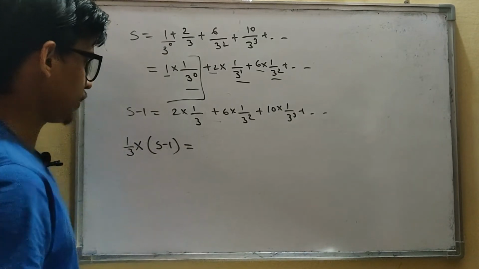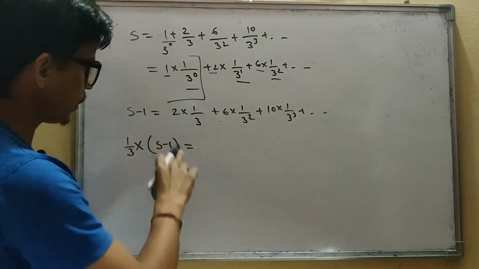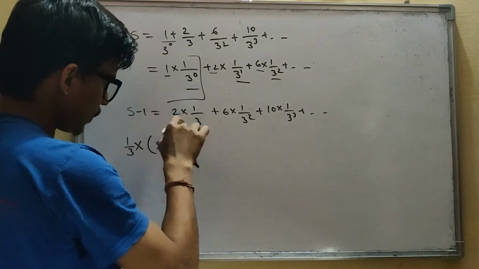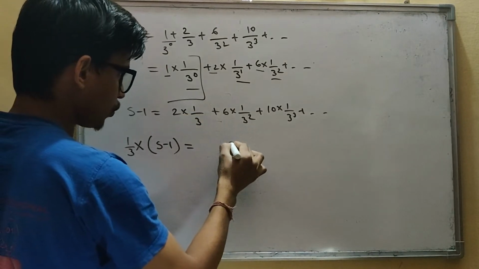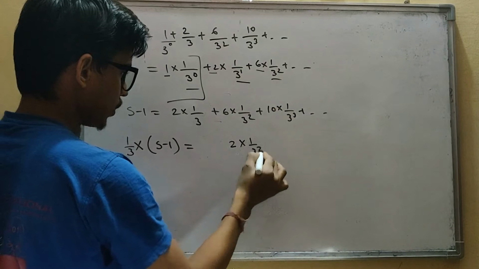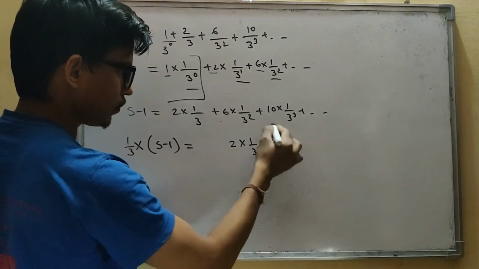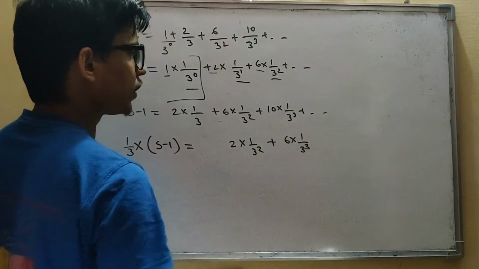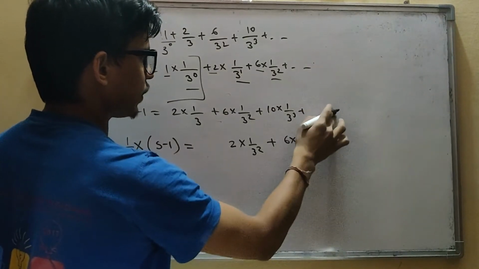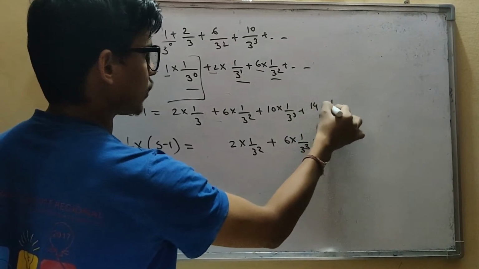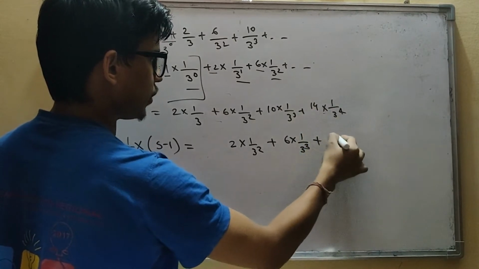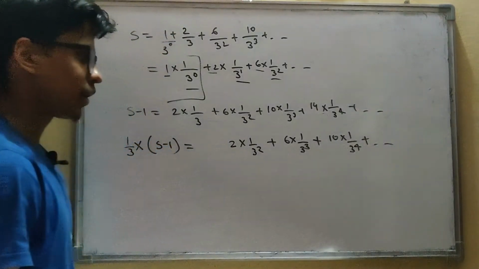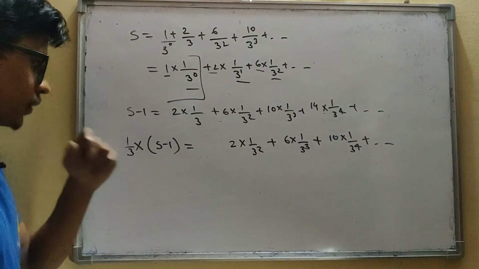Now if I multiply this with r, which is 1 upon 3, this is going to be 2 into 1 upon 3 square, and when this is multiplied, it becomes 6 into 1 upon 3 cube, and the next one is going to be 14 upon 3 to the power 4, and this is going to be 10 into 1 upon 3 to the power 4, and this is how it will go on, right? So this is how you can do this.